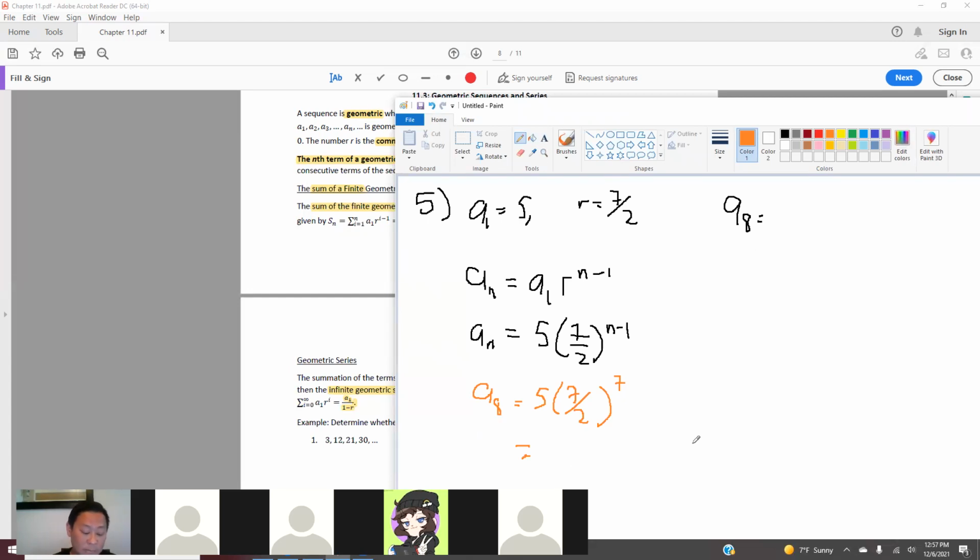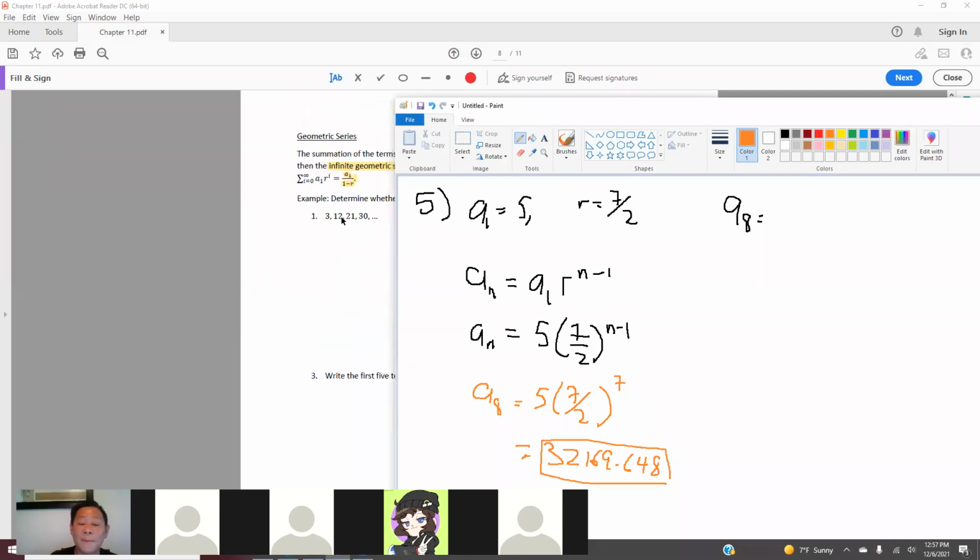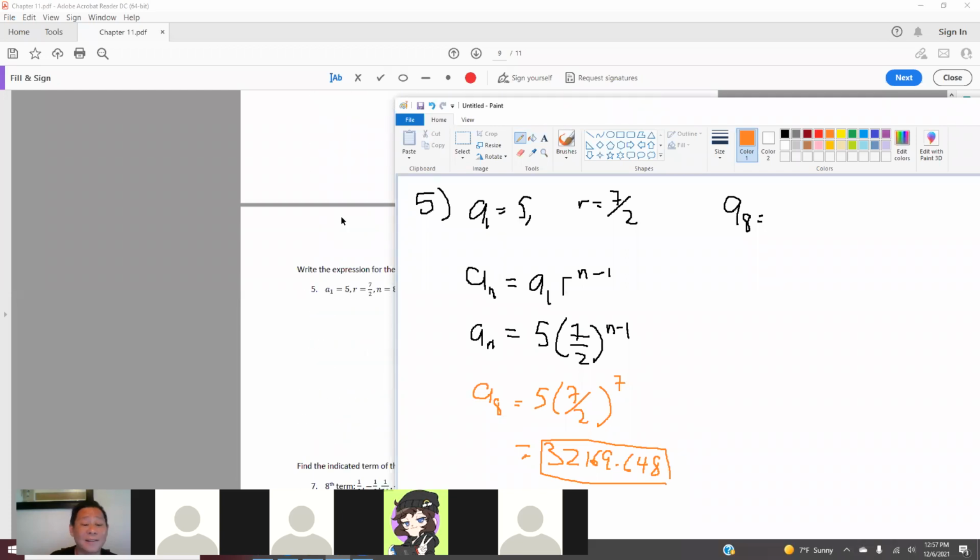It's going to be your decimals. Make sure you guys know how to use your calculator to do this. It's like 32169.648. So this is your a8 term in this case. So it's a geometric sequence, as I mentioned, formulas. If you use the right formula, that's not bad.